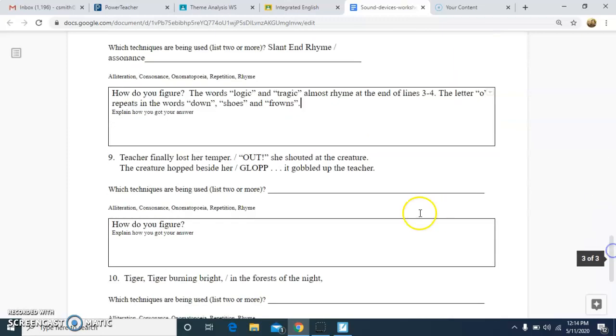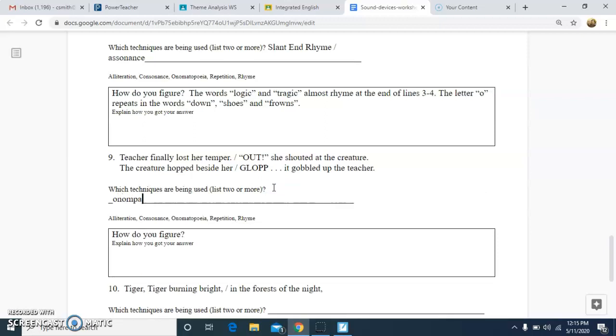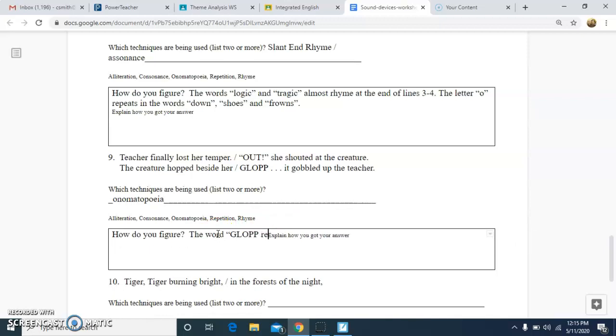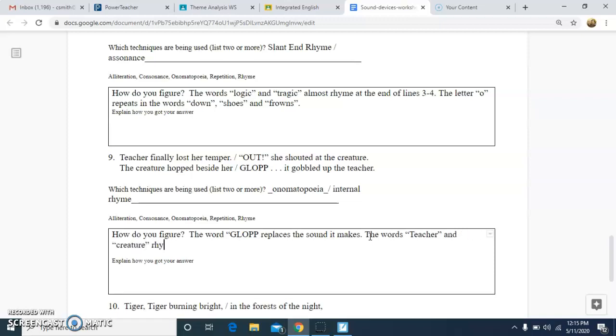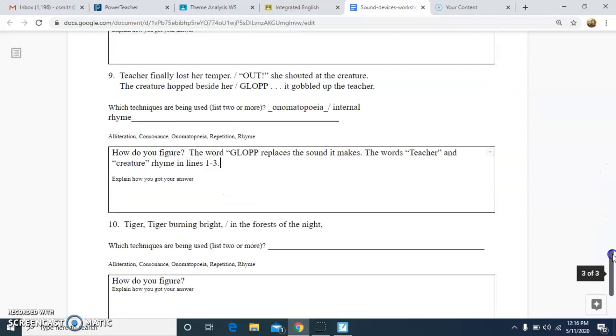Okay, last 2. Teacher finally lost her temper. Out she shouted at the creature. The creature hopped beside her glop. It gobbled up the teacher. So first of all, we have our good friend onomatopoeia, right? The word glop replaces the sound it makes. Okay, and then also in this example, we have a lot of rhymes. So I'm actually going to call this one internal rhyme. And the reason why it's internal is because even though words like teacher and creature rhyme, they're not perfect because they're not spelled the same. So the words teacher and creature rhyme in lines 1, 2, and 3.